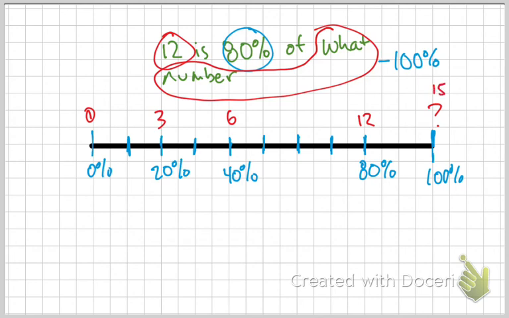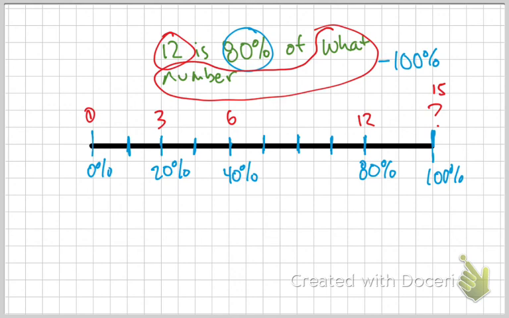That means that 80% plus 20% is going to equal that 100%. So 12 plus 3 is going to give me the value of 15. And now I can answer this question. 12 is 80% of 15.